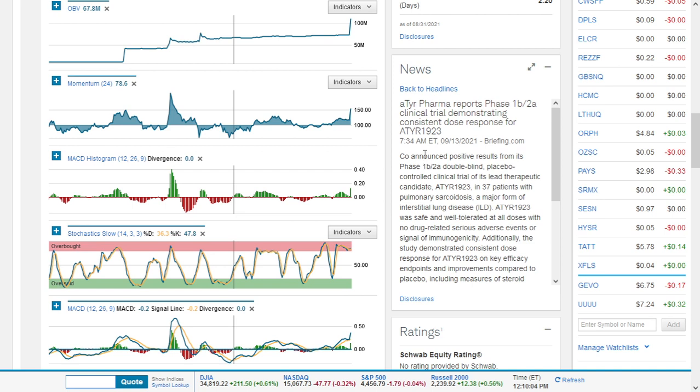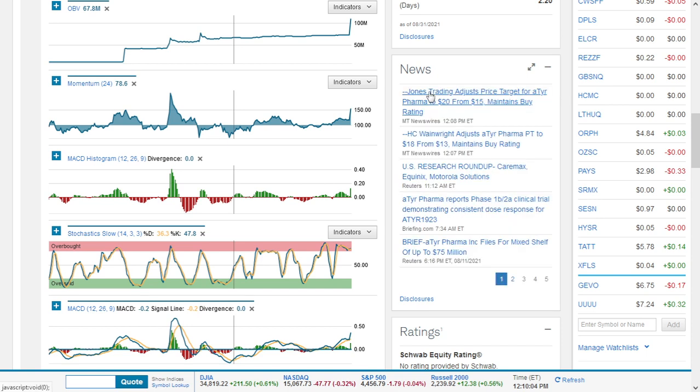So before we get to the upgrades, you can see that it says here aTyr Pharma reports phase 1b/2a clinical trial demonstrating consistent dose response from ATYR1923. So the company announced positive results from its phase 1b/2a double-blind placebo-controlled clinical trial of its lead therapeutic candidate ATYR1923 in 37 patients with pulmonary sarcoidosis, a major form of interstitial lung disease. ATYR1923 was safe and tolerable at all doses with no drug-related serious adverse events or signal of immunogenicity. So that's the news behind this extension we're looking at right now.